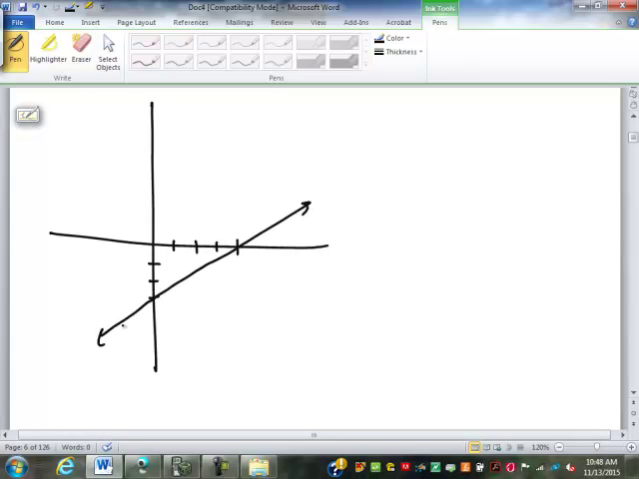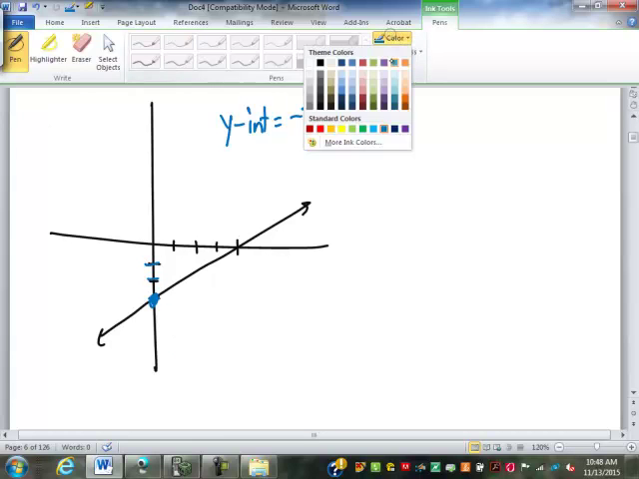This might be a little easier to understand just with generic numbers in it. On this graph, first of all, where is my y-intercept? -3. 1, 2, 3. My slope.